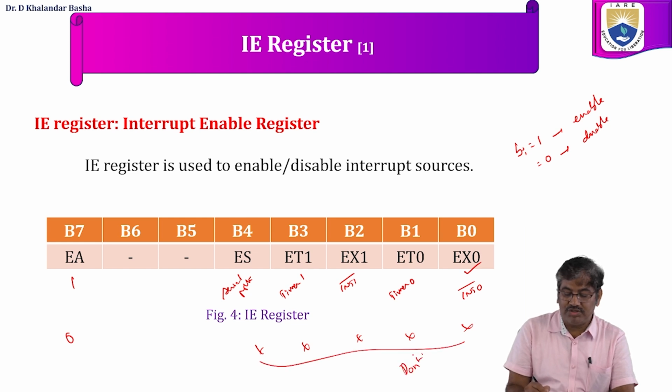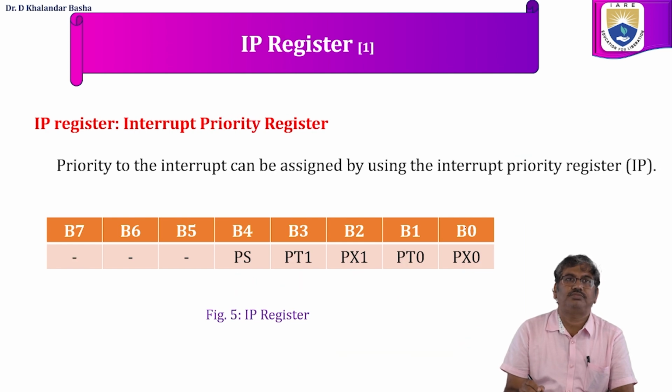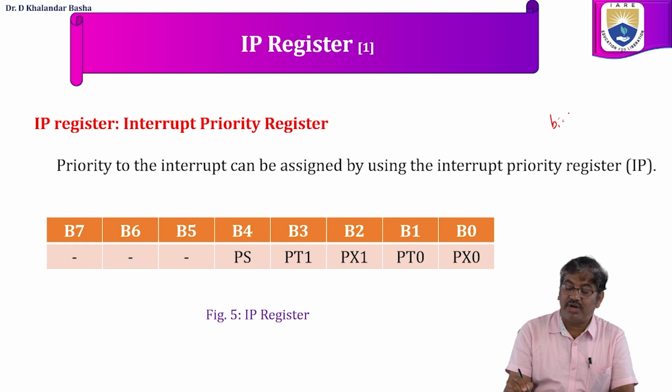Even if you pass 0 or 1, no significance, because EA is 0. The next register is IP, which is interrupt priority. Whichever interrupts are enabled, if you want to give priority, the corresponding bit we have to write as 1. This 1 indicates we are giving priority to it. When that particular bit is 0, no priority is assigned.